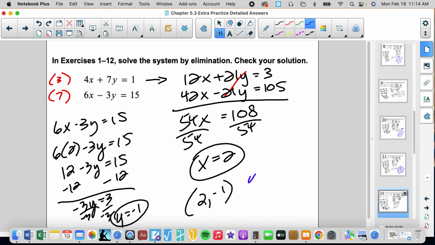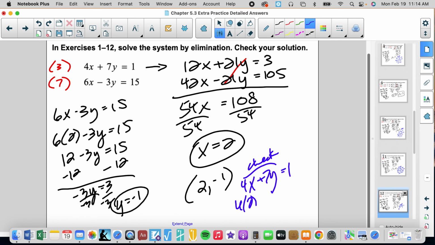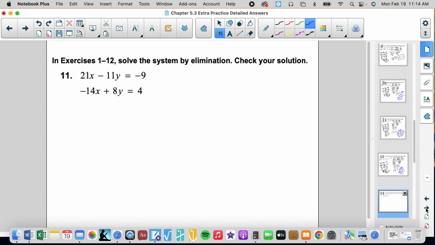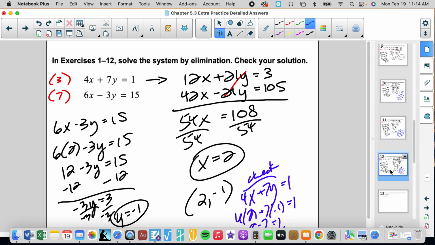Let's check. We're going to check with the top equation. 4x plus 7y equals 1. 4 times 2 plus 7 times -1 equals 1. 8 minus 7 equals 1. 1 equals 1. So I did that problem in less than a minute. Yeah, that's what you're looking for. That's what you're trying to do.